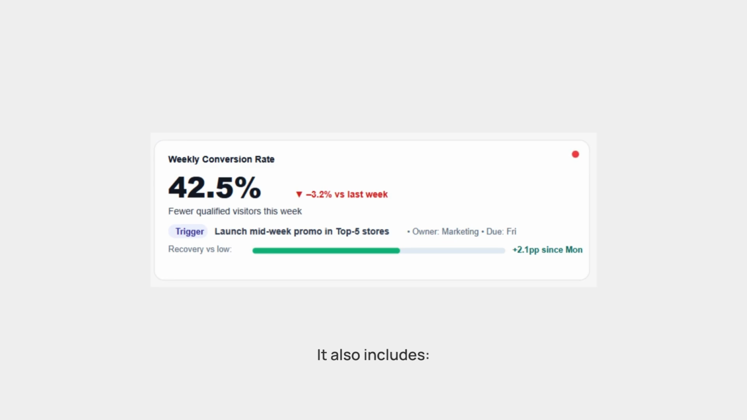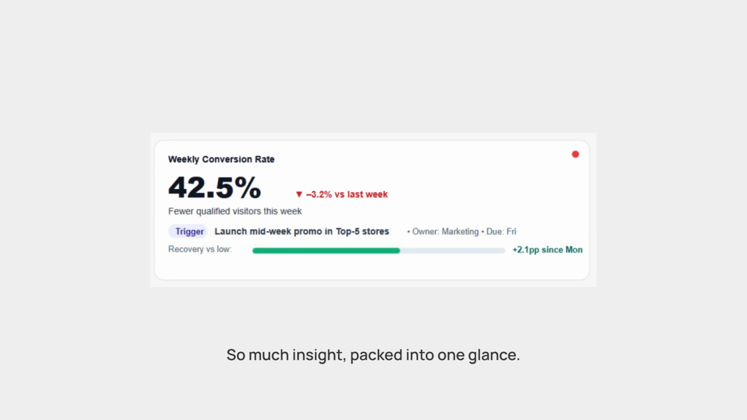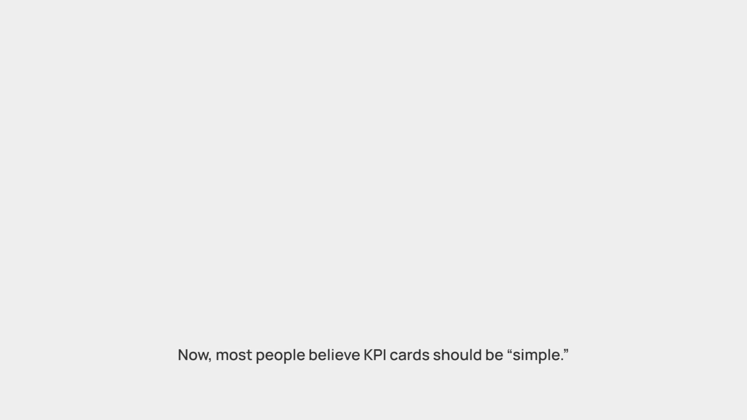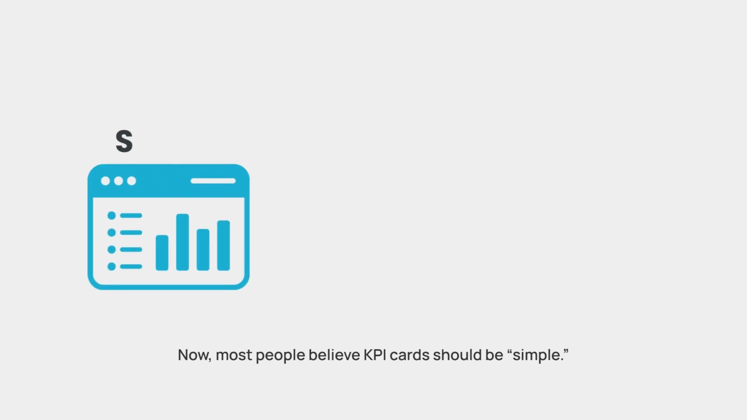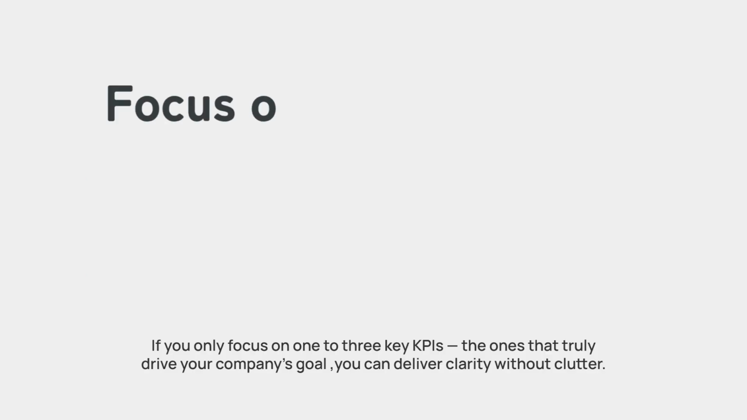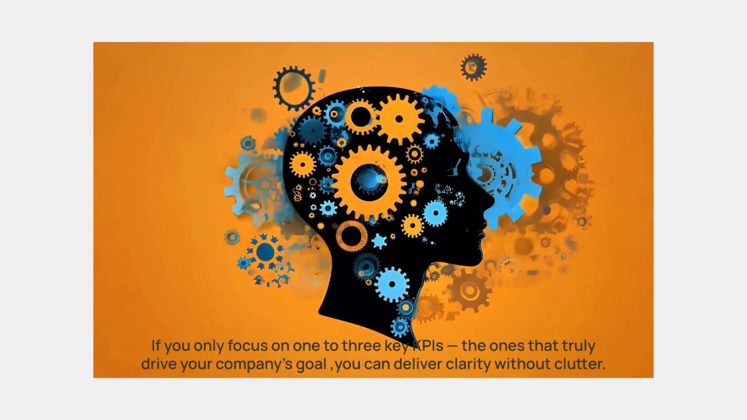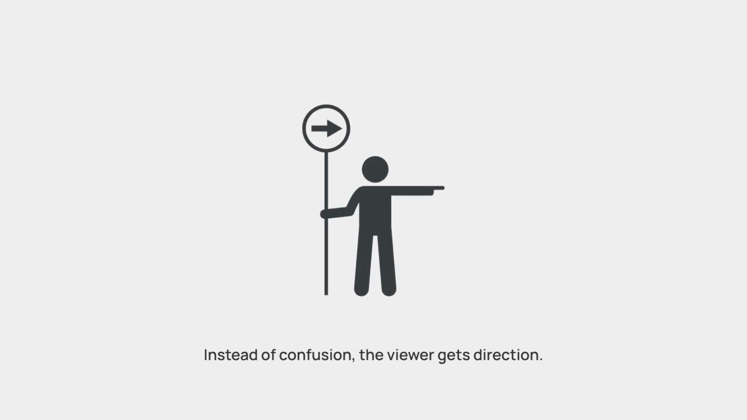It also includes a week-over-week comparison, a text label describing what's happening, an action trigger, what to do next, and even a bar showing how much we've recovered from the worst point this month. So much insight packed into one glance. Now, most people believe KPI cards should be simple, and that's true, but simple doesn't mean less information. It means clear information. If you only focus on 1 to 3 key KPIs, the ones that truly drive your company's goal, you can deliver clarity without clutter. Instead of confusion, the viewer gets direction.